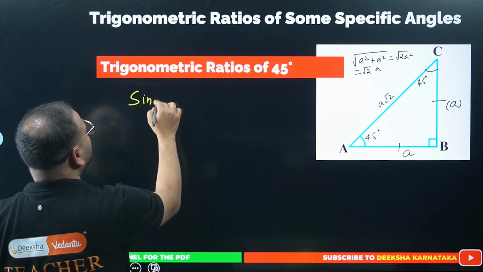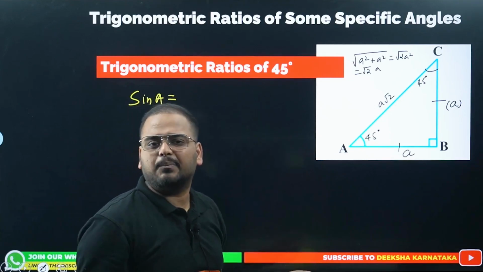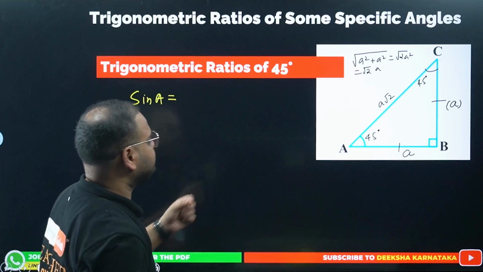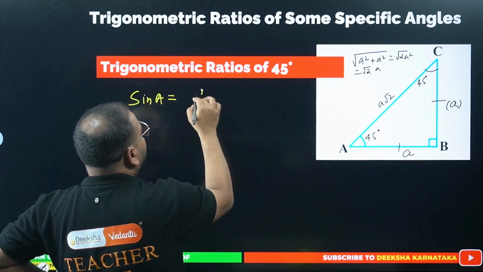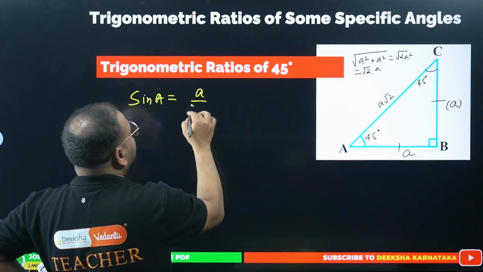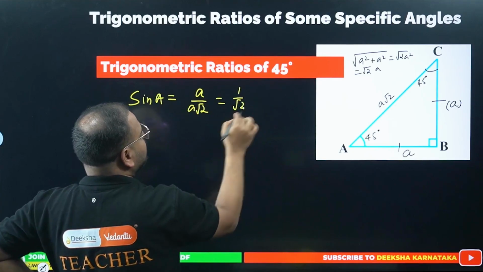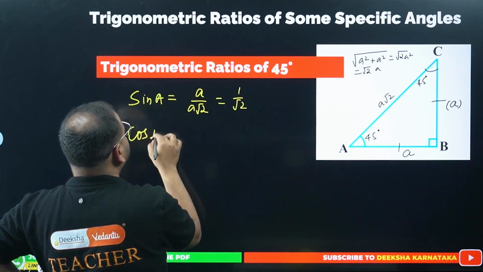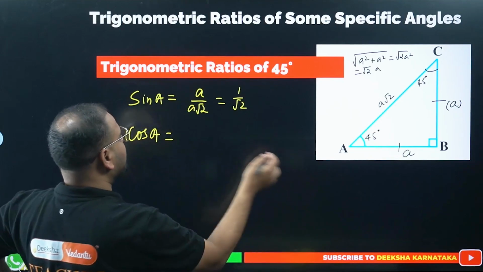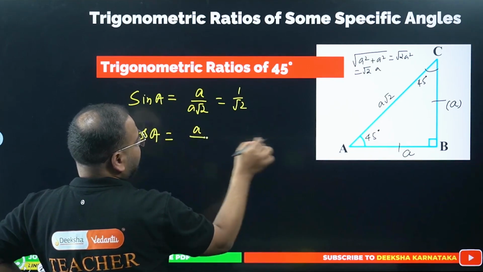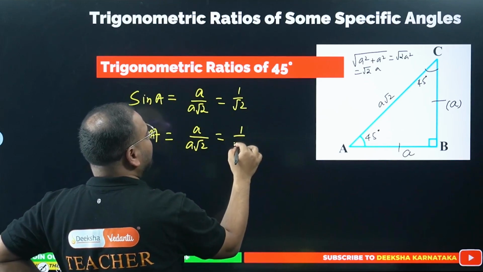I'm going a little quick, because we don't need to prove this. I'm doing it just to make you connected with the chapter, nothing else. Sin A is opposite by hypotenuse. So BC will be a, hypotenuse will be a root 2. A and a will cancel. Answer is 1 by root 2. What about cos A? Cos A is nothing but base by hypotenuse. So what is going to be the base? Again a, and this will be a root 2. I'll cancel a and a, 1 by root 2.